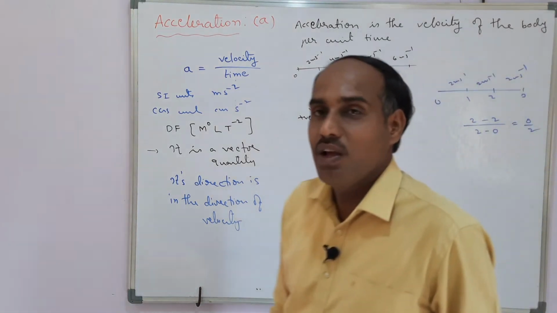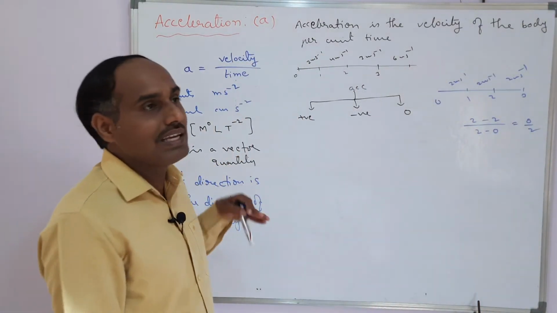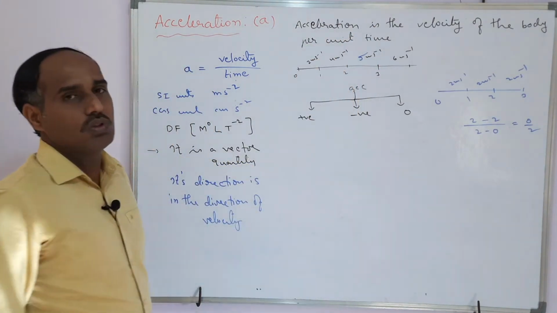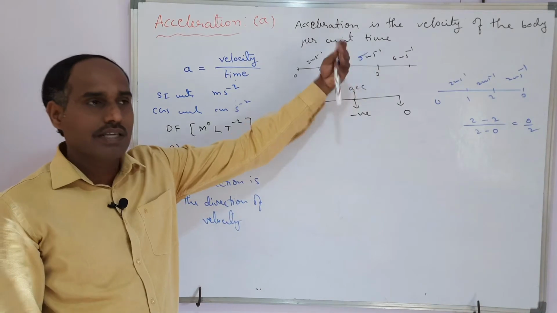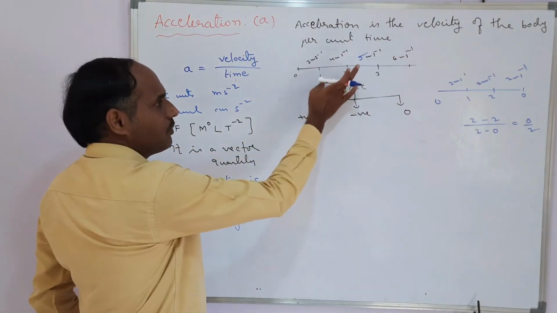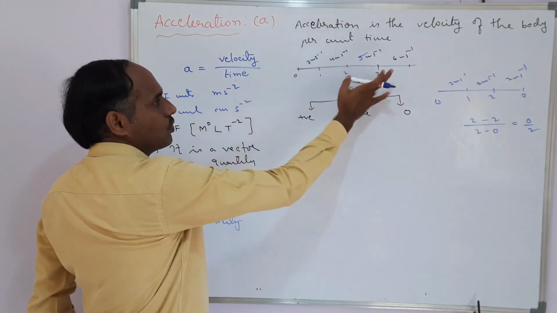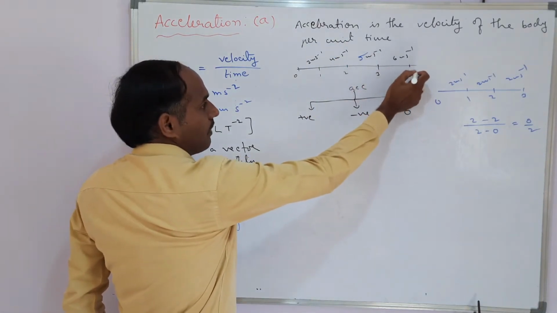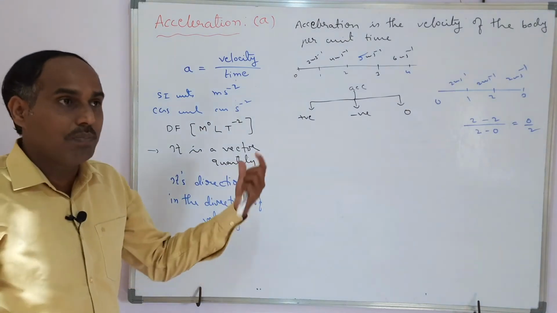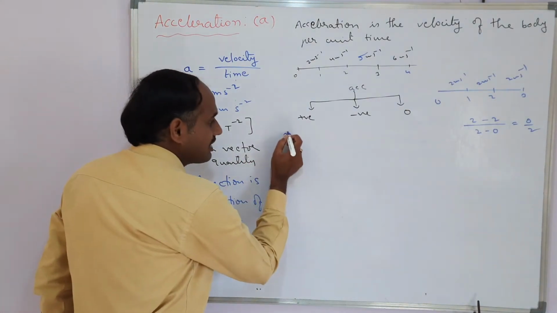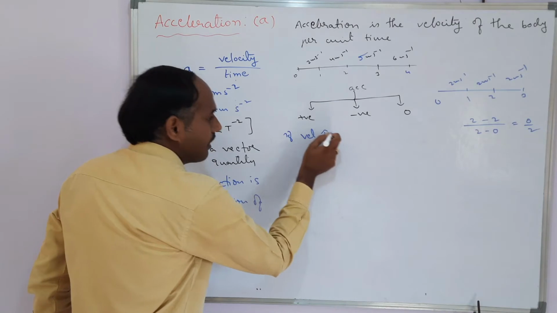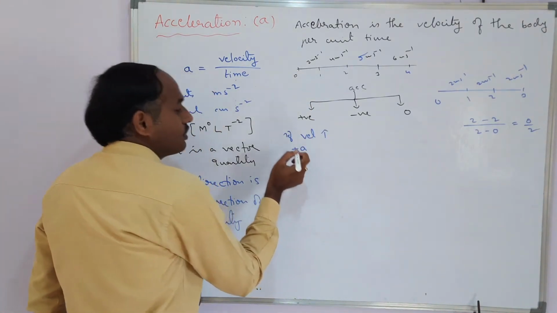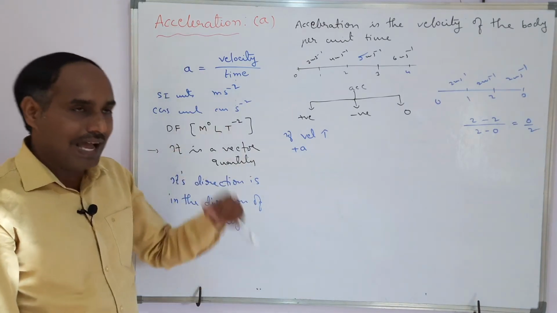In the second case, when the body is moving with increasing velocity, like here 2, 3, 4, 5, 6, 8, wherever you take, 2 minus 1, 4 minus 2, 5 minus 2, 6 minus 5, you will get a positive value. So if the velocity is in increasing order, then it is said to be positive acceleration, or simply acceleration.